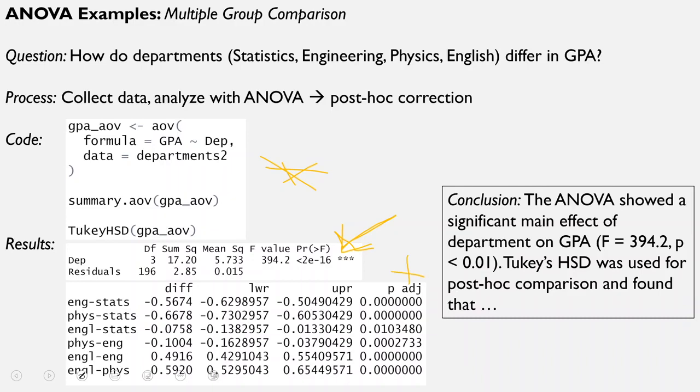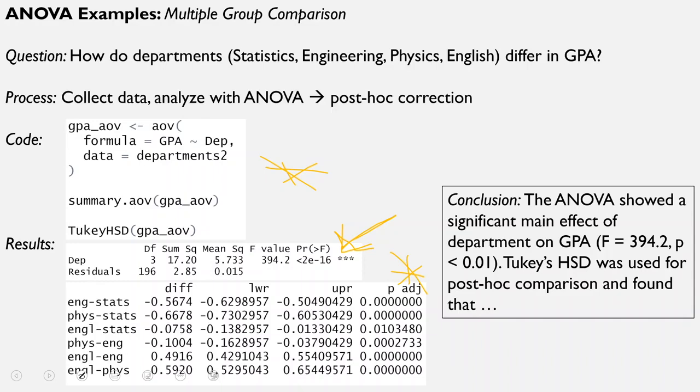And we see here that all of the groups are different from one another, right? So English is different than stats. Physics is different than stats. Engineering is different than stats. Physics is different than engineering. English is different than engineering. English is different than physics, right? And we have the p-values backing that up.